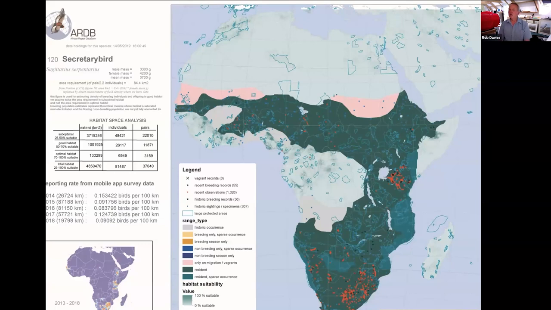So that's the distribution map of the secretary bird. And you can see this pattern. And if you look at raptor field guides and many other field guides of birds in Africa, you will see this pattern recurring again and again. Secretary bird extending quite far into the desert regions, not able to go into the dense forest.